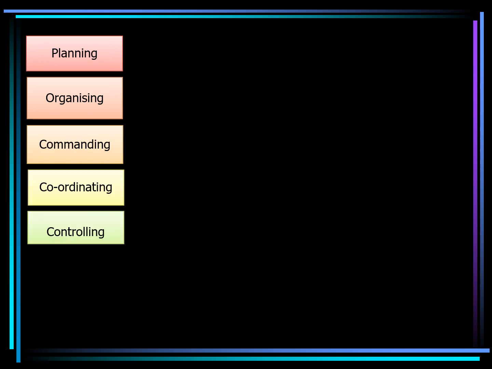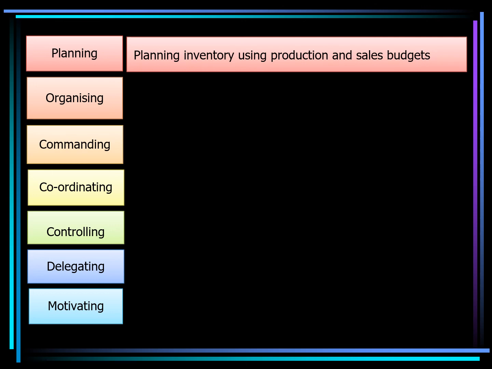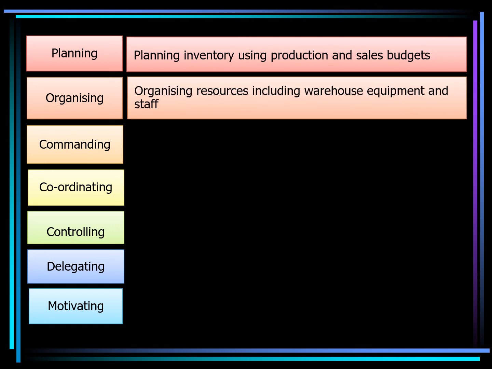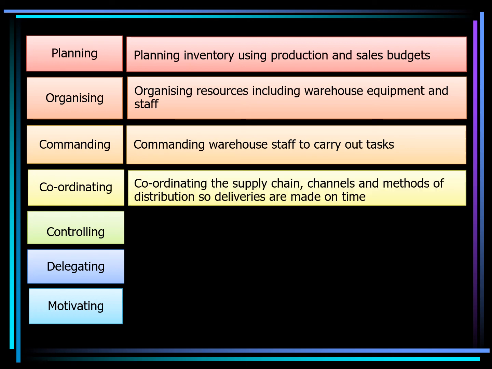So, a logistics manager in their planning stage: organising, commanding, coordinating, controlling, delegating and motivating. Their planning will need to be planning inventory using production and sales budgets. They're going to need to organise resources including warehouse equipment and staff. They're going to have to command warehouse staff to carry out tasks. They're going to have to coordinate the supply chain, channels and methods of distribution so deliveries are made on time.